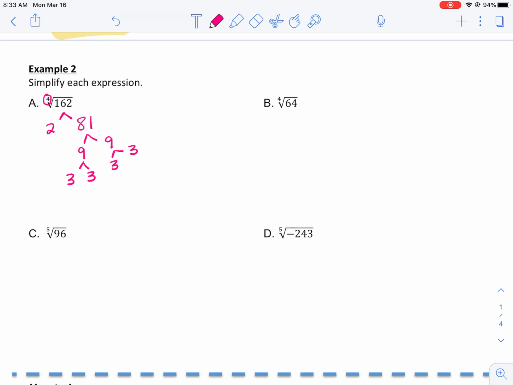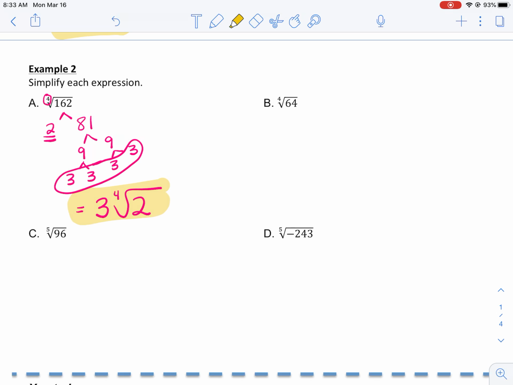Because that index is 4, I need 4 of a kind in order to take the number out. I have a 2 left over, so my answer is going to have a 3 on the outside. Put the 4 back in its place: the 4th root of the leftover number, which is 2.